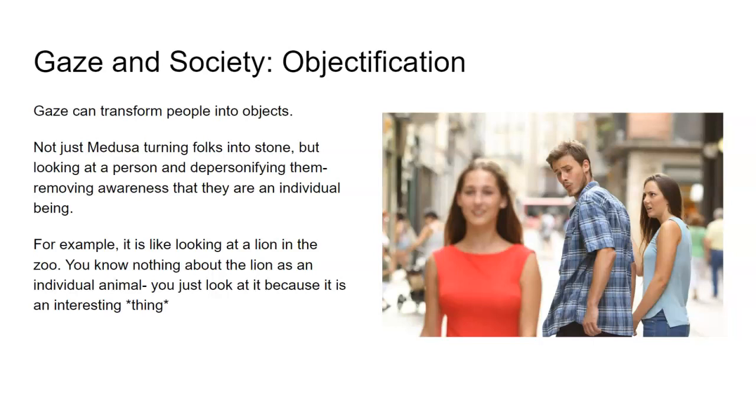This photograph became a kind of popular meme, and it's a good illustration of objectification. You have the couple, and she obviously is looking at the man and giving him the stink eye, the dirty look, and he is looking at the woman in red, but he's looking at her as an object. He's not viewing her as a person. He's viewing her as a pretty thing.